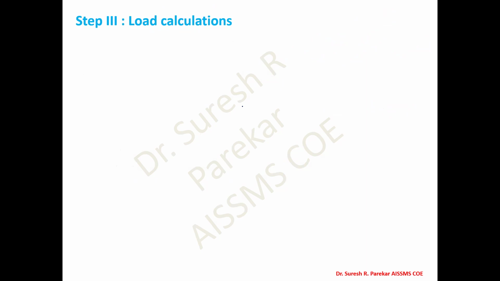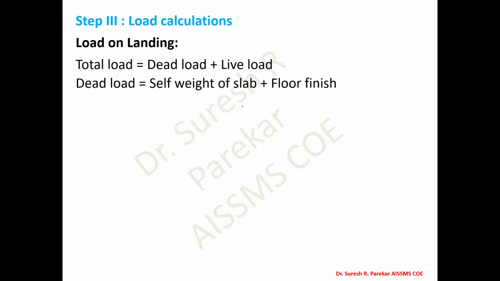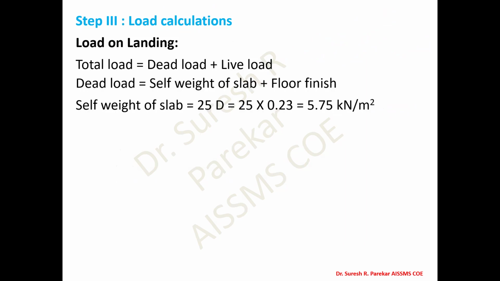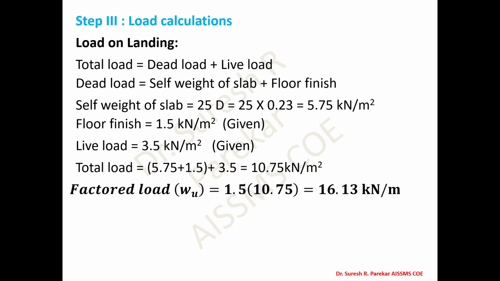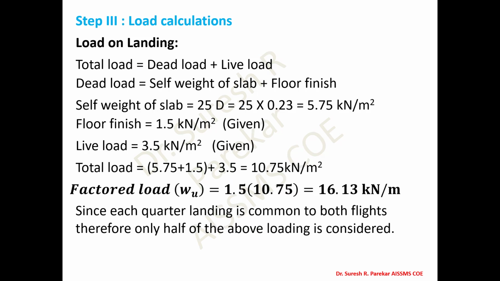Then we have load calculation, same, no change. We have all these steps same, except effective span we have to think a little. And in load calculation, now you can see this. Load on landing, total load, dead load plus live load, self weight of slab plus floor finish, 25 into D into 1.5. So these calculations are same as your slabs. And then we have total load, and then we have factored load 16.13 kilonewton per meter.